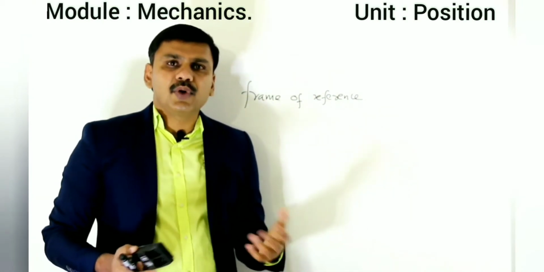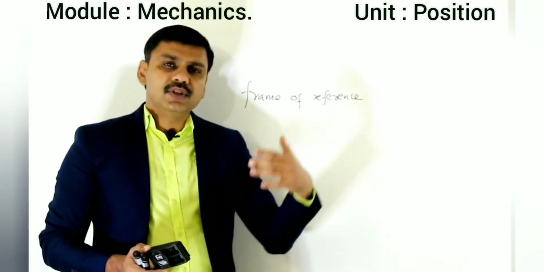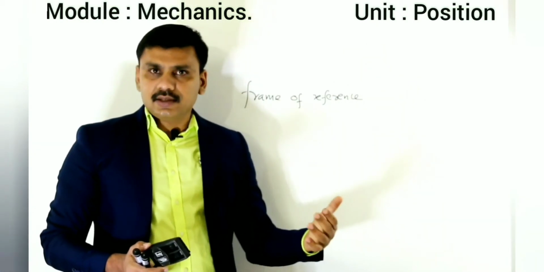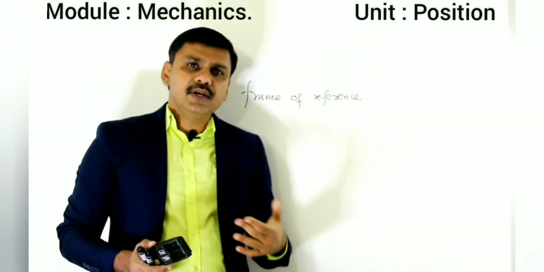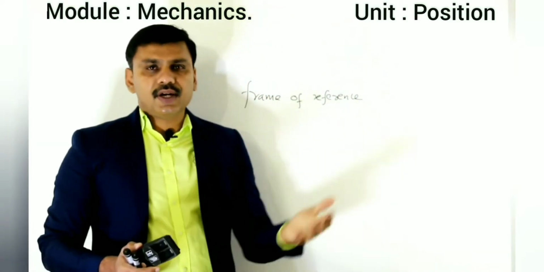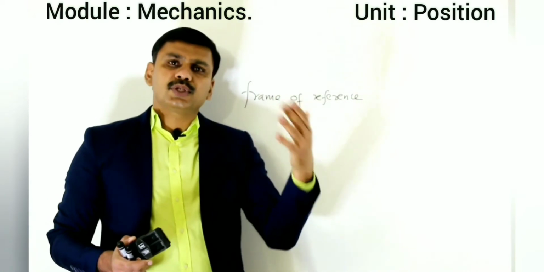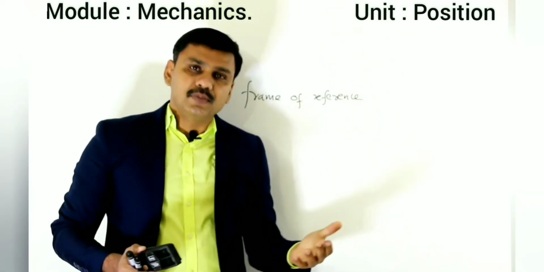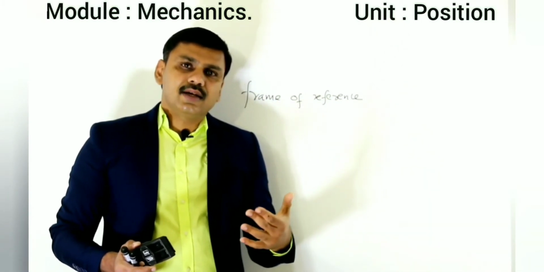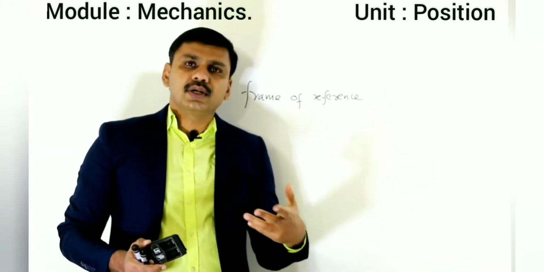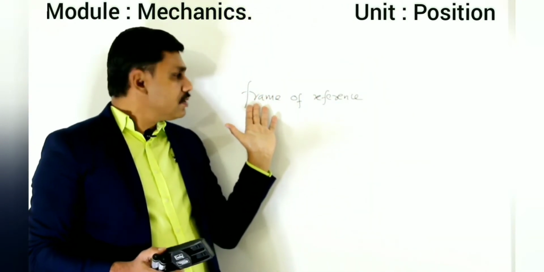We are defining motion and rest with respect to a point or with respect to a set of axes, and they are known as frame of reference. Frame of reference, why we are using it? Frame of reference we are using to describe the motion of an object or the rest of an object. So with respect to an object only, you can say the body is in motion or it is at rest. That point is known as frame of reference.